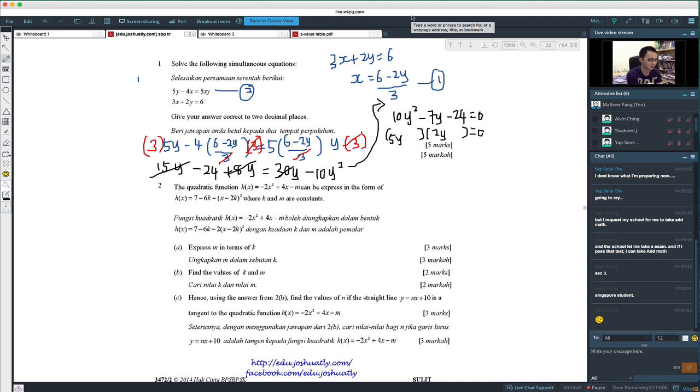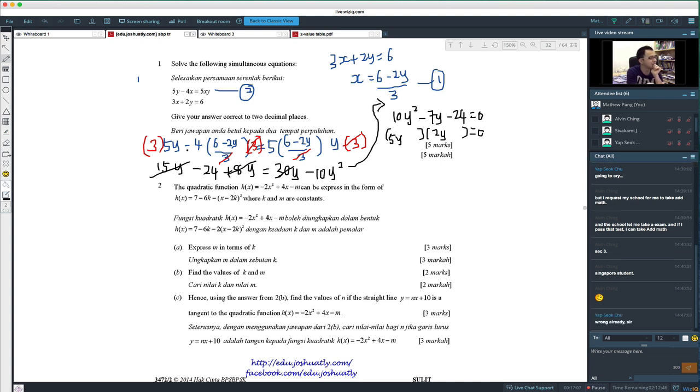It's a decimal answer. Am I doing something wrong here? Because most of the time for simultaneous equations you shouldn't get decimals. Maybe I made a careless mistake. Let me double check. This is minus 24 plus 8y. This is 30y minus 10y squared. Positive 23y minus 7y minus 24. It seems correct. Which part is wrong?